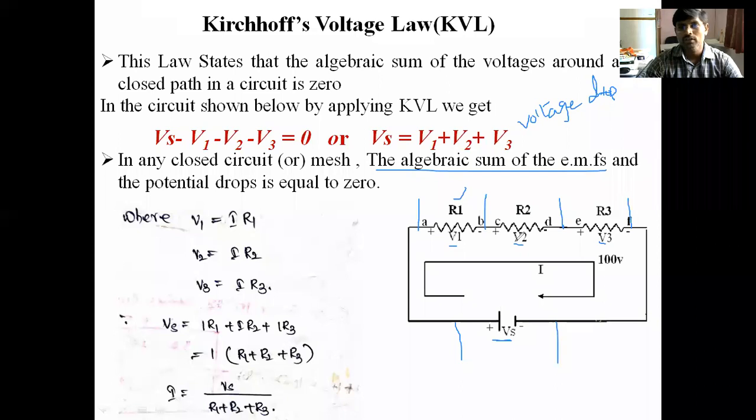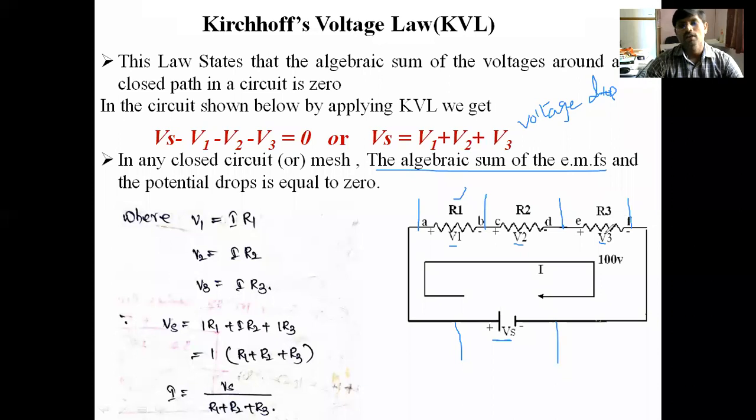Then what is V1? What is V2? What is V3? From Ohm's law, V1 is equal to I into R1, V2 is equal to I into R2, and V3 is equal to I into R3. The same current I is flowing through R1, R2, and R3.